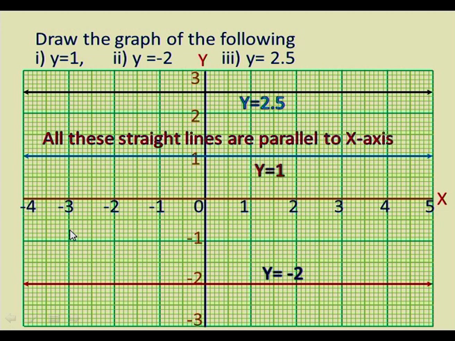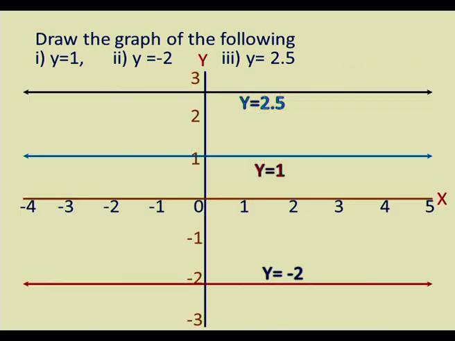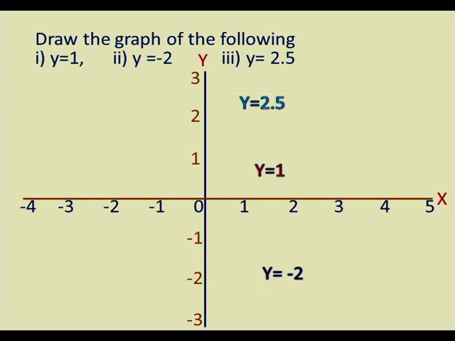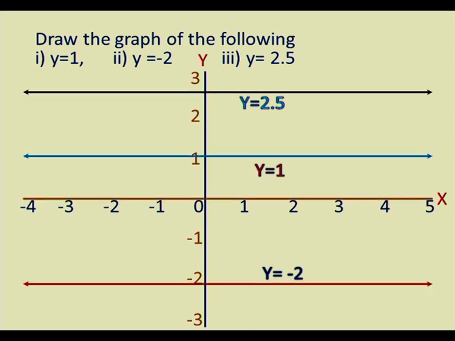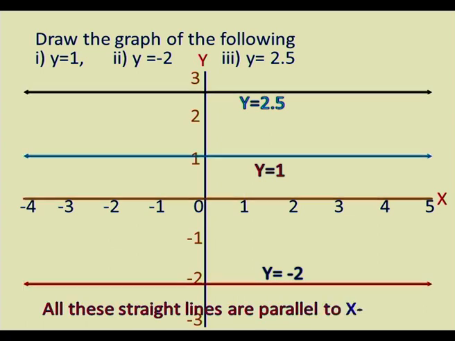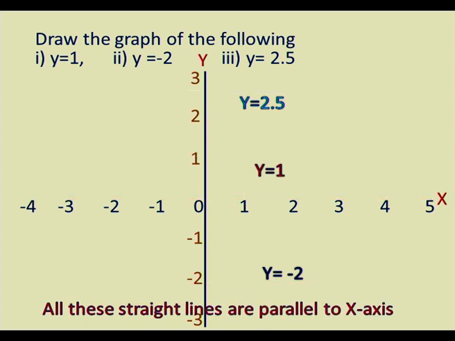So, what I can say now, all these straight lines are parallel to x axis. If I remove the graph, what happens? Are you able to see these lines? y is equal to 1 is blinking, which is parallel to x axis, y is equal to -2 is blinking, parallel to x axis, and y is equal to 2.5 is also parallel to x axis. All the lines are blinking, which indicates that they are parallel to each other.